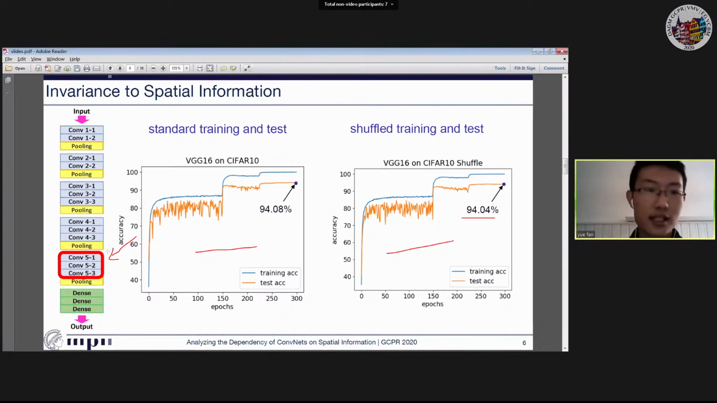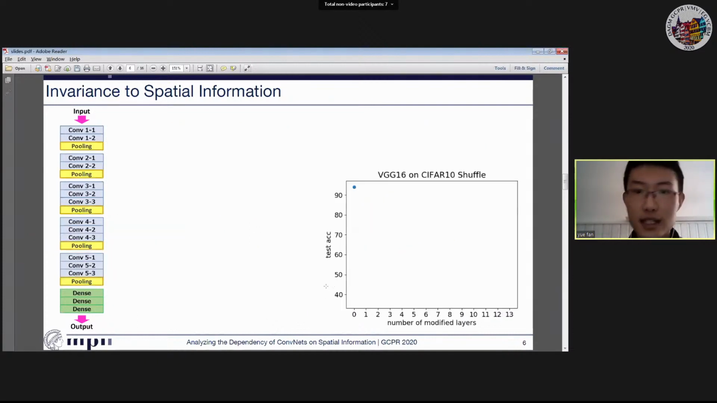And now let's make it more systematic, because here we only apply the random spatial shuffle to the last three layers. What if we apply it to the last 4 layers, last 5 layers, or even last 10 layers? So now we're going to draw a different plot. The x-axis here is the number of shuffle layers from the last, and the y-axis is still the test accuracy. And this dot represents the baseline performance because the baseline has 0 shuffle layers.